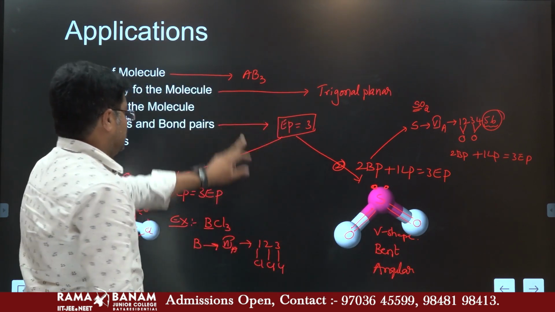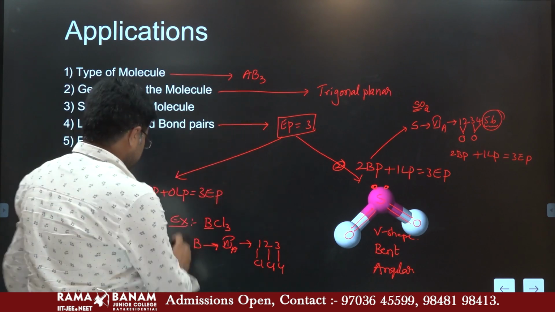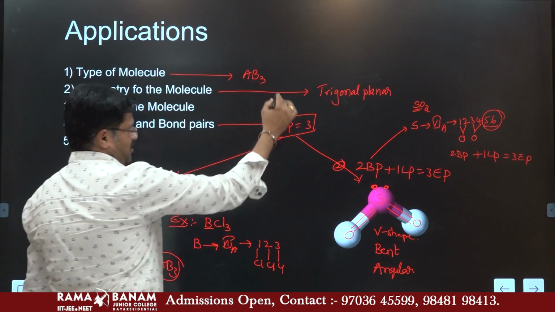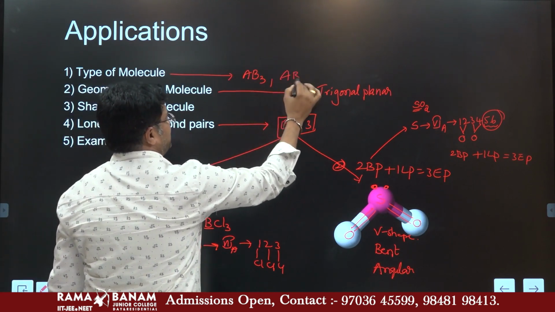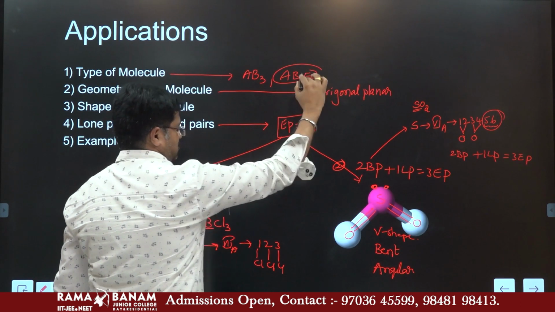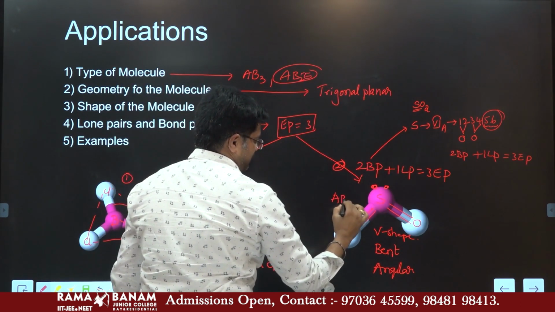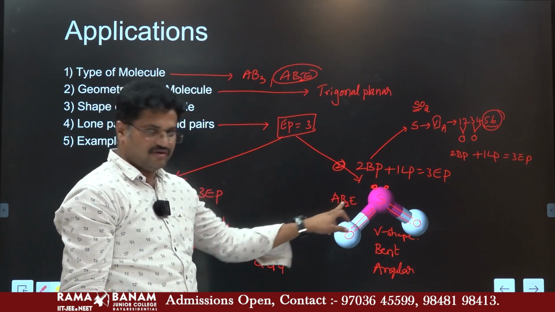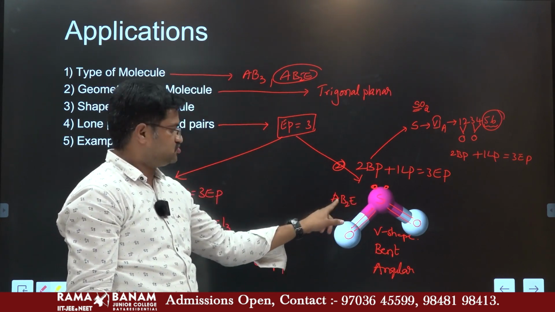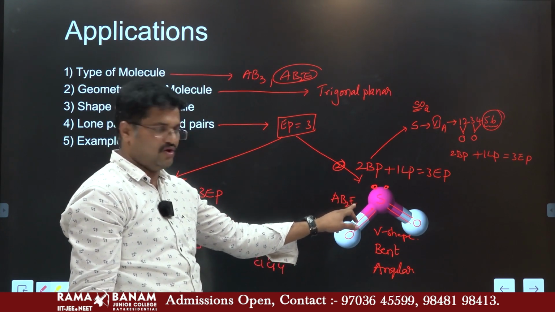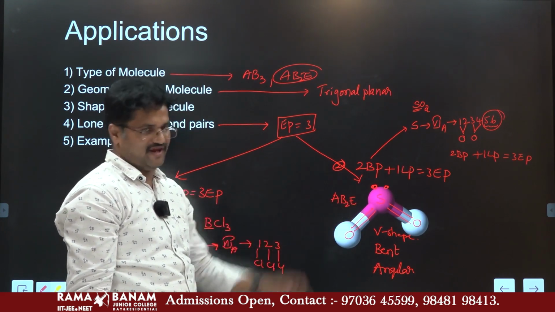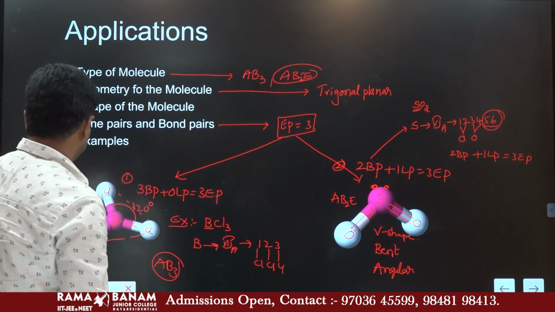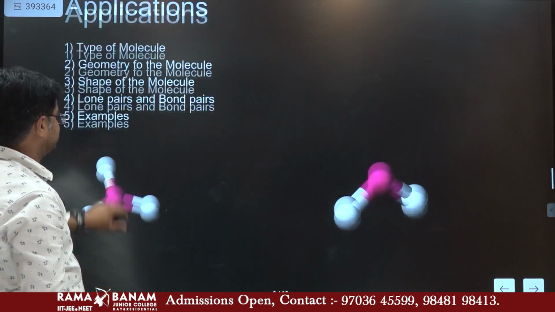Okay. This is an AB3 type molecule. This is case number 1. And another one is AB2E type. E means the central atom A has 2 bond pairs and 1 lone pair. E indicates lone pair. These are the second applications. Next one.